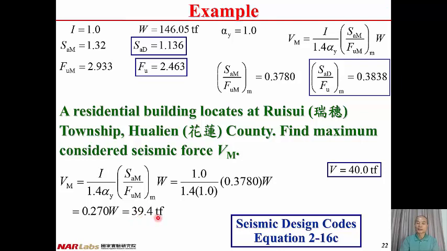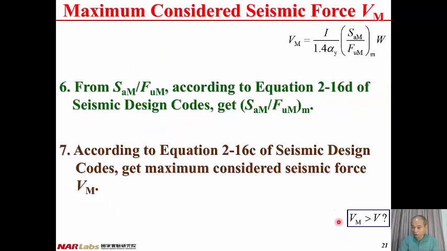39.4 ton force. And from the previous lecture, we have already got the design basis seismic force V equal to 40 ton force. Comparing these two, we have the maximum considered seismic force is less than the design basis seismic force. Therefore, the inequality here is not true, at least in this case. The maximum considered seismic force is less than the design basis seismic force. But is this all true? Is there any exception?